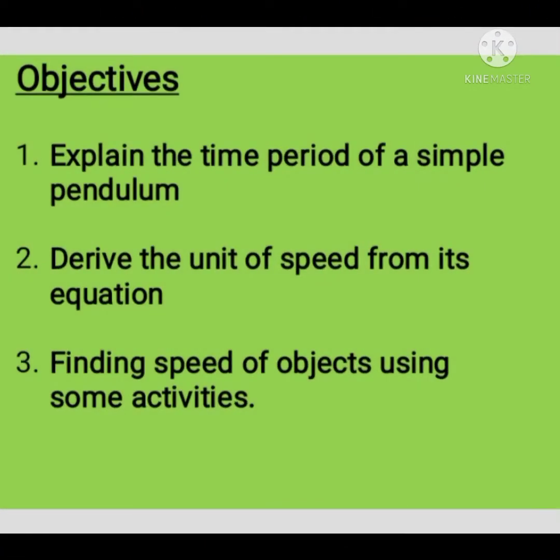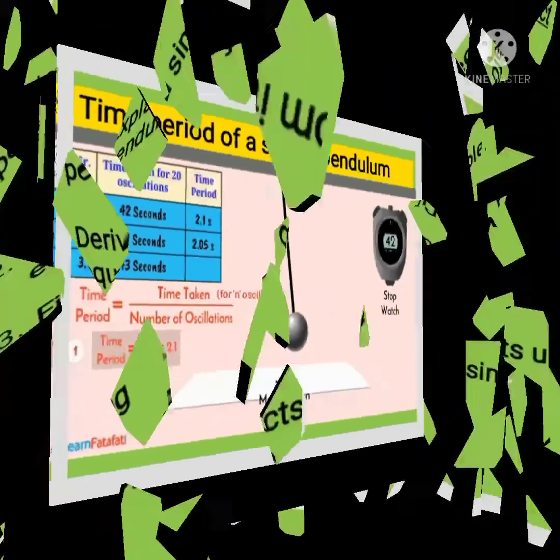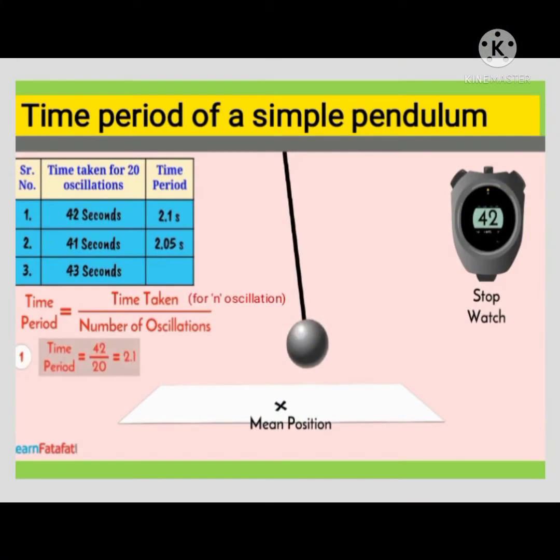At the end of this module, you will be able to find out the time period of a simple pendulum, derive the unit of speed, and also measure the speed of some moving objects. In our last class, we studied the simple pendulum and its time period. We know that the time taken by the pendulum to complete one oscillation is called its time period.